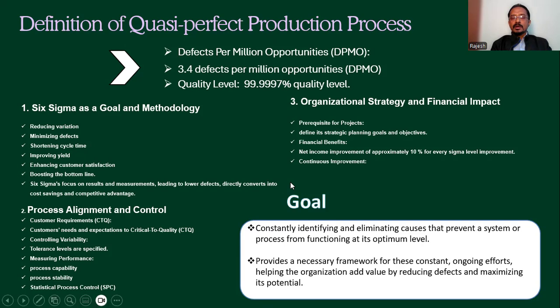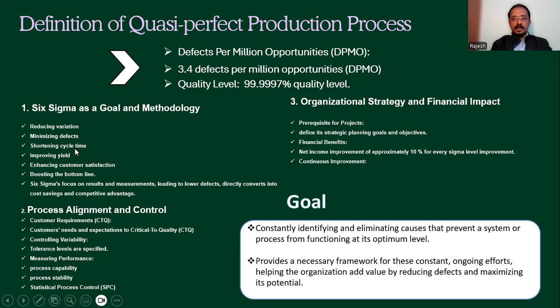And 3.4 is our goal. 3.4 defects per million opportunities is our aim in Six Sigma. And if you convert the 3.4 into a quality level, it will be 99.9997 percent. Six Sigma has a goal and a methodology: reduce the variation, and it is going to minimize your defects and shorten the life cycle.